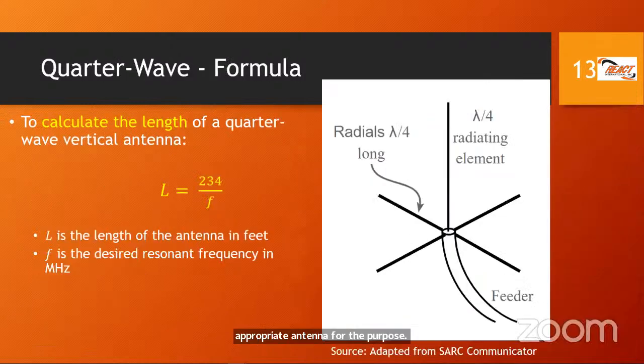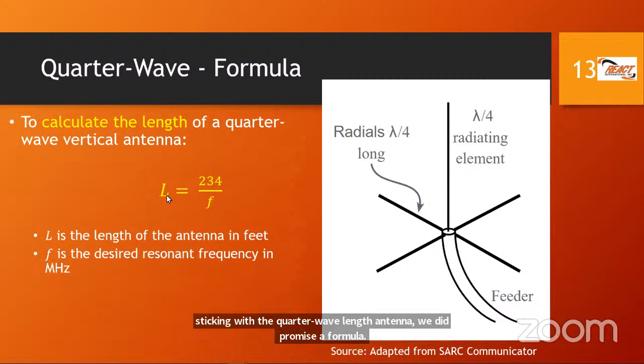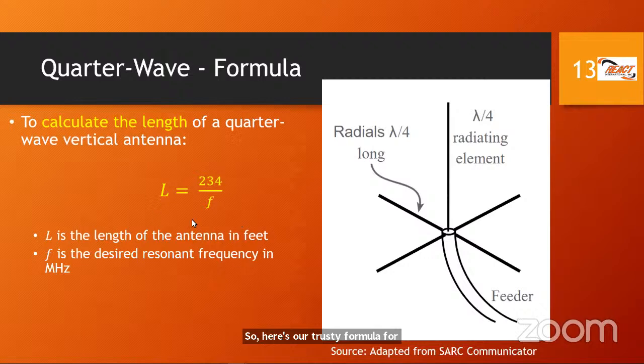Okay, so sticking with the quarter wavelength antenna, we did promise a formula. So here's our trusty formula for quarter wave. And if you're saying, but wait a minute, that is exactly half of what we learned the last time, 468 over frequency, it's 234. You'd be quite right, because 468 is the formula for the half wave dipole. But the quarter wave is actually going to be half of that. So it's L, which is the length of the antenna, equal to 234 divided by F. And F is the frequency in question in megahertz. So whatever frequency you're constructing or cutting this antenna for is what that frequency will be.